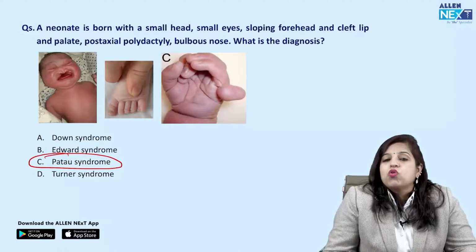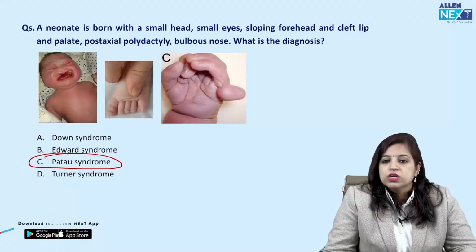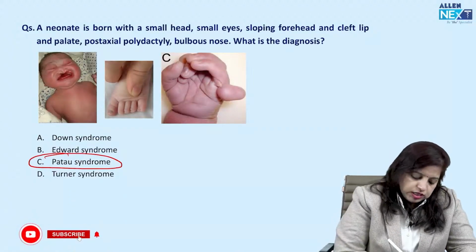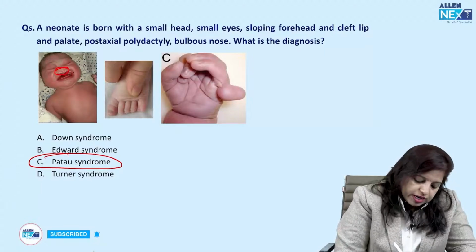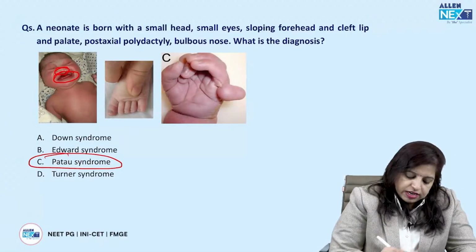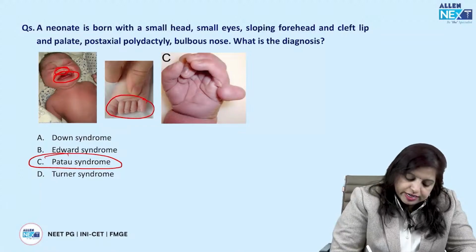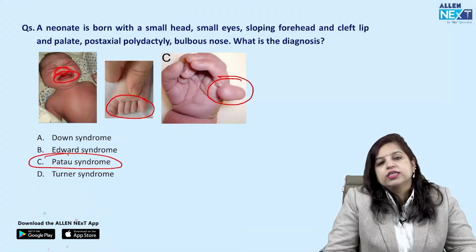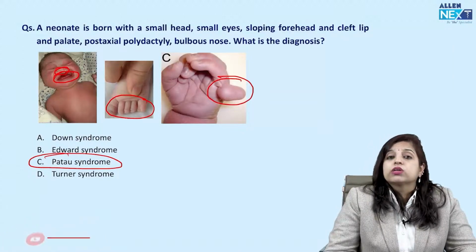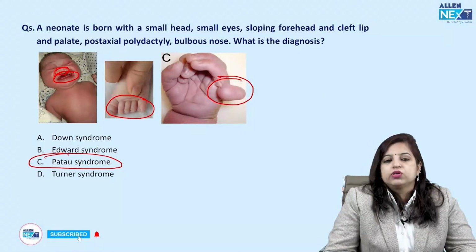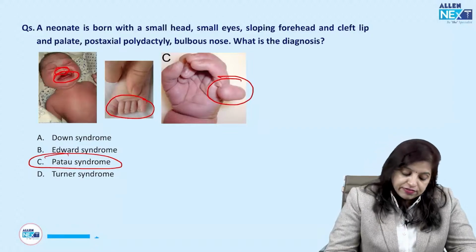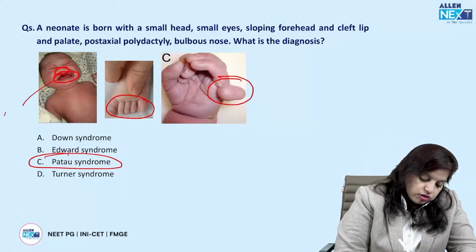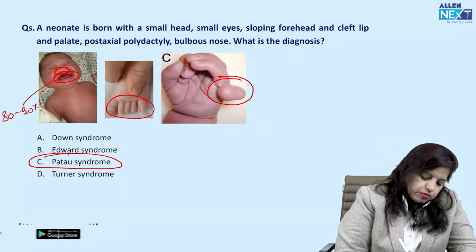But what is so very characteristic of Patau syndrome? In Patau syndrome, what you will get to see is the bulbous nose. You will get to see cleft lip and palate. Very importantly, you will get to see polydactyly. You can see post-axial polydactyly in both the upper and the lower limbs, and you will also get to see overlapping of fingers, which is referred to as clinodactyly. Cleft lip and palate is seen in almost 80 to 90% of the cases.